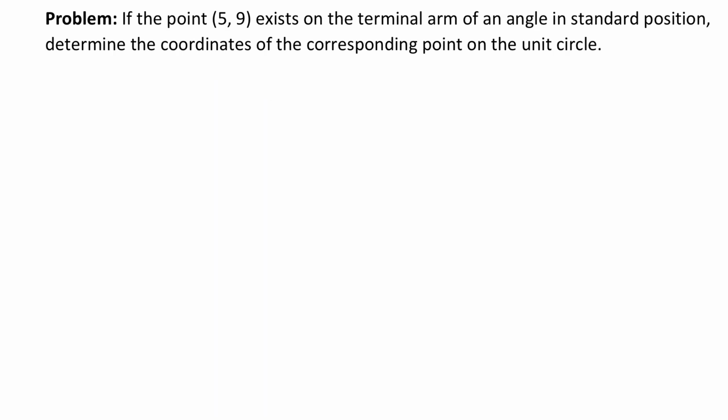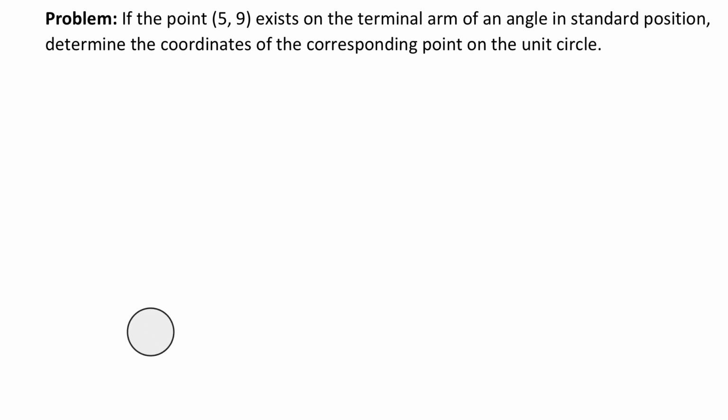Okay, let's try another one. If the point 5,9 exists on the terminal arm of an angle in standard position, determine the coordinates of the corresponding point on the unit circle. Okay, this is a pretty weird question. So let's see if we can try to get a handle on it.